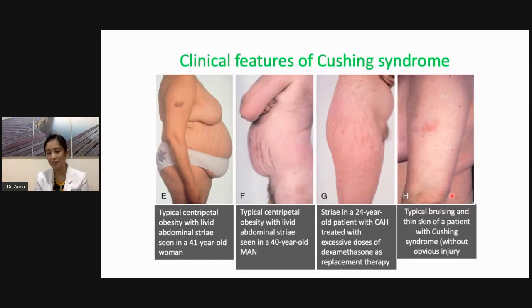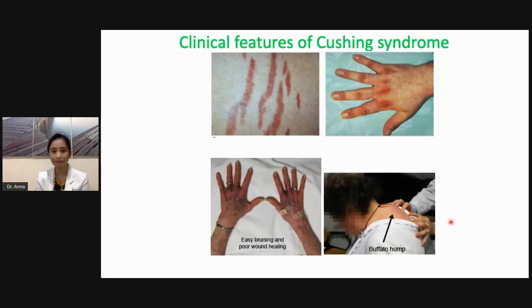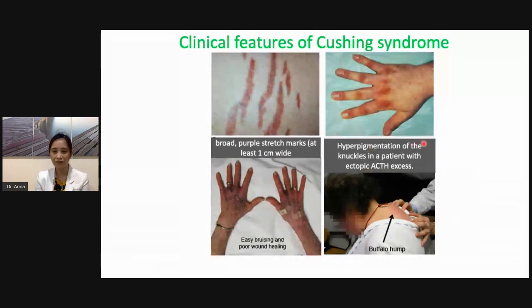And last, you have your typical bruising and thin skin of a patient with Cushing syndrome without obvious injury. So this is your typical violaceous striae, easy bruising and poor wound healing. They have very thin skin. And then you will have hyperpigmentation of knuckles in a patient with ectopic ACTH. Very typical hyperpigmentation, and of course, this is your buffalo hump.